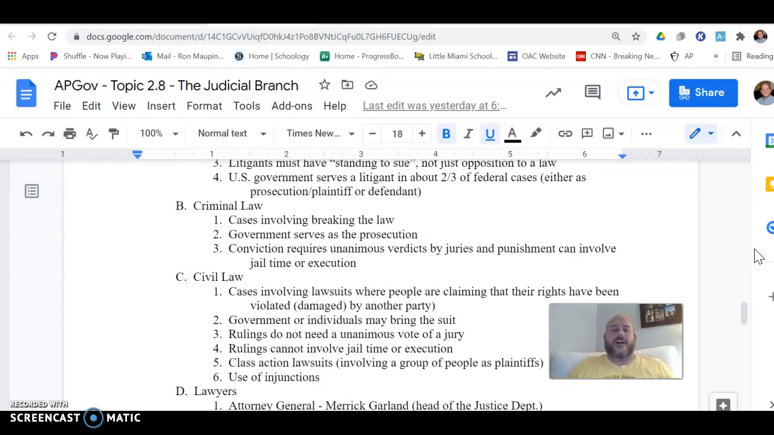Now, the other area of law that we basically look at here is civil law. Now, civil law is not involving a violation of the legal code. That's criminal law. So what is civil law?